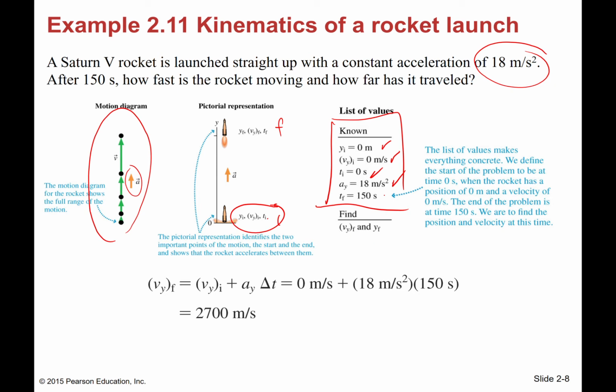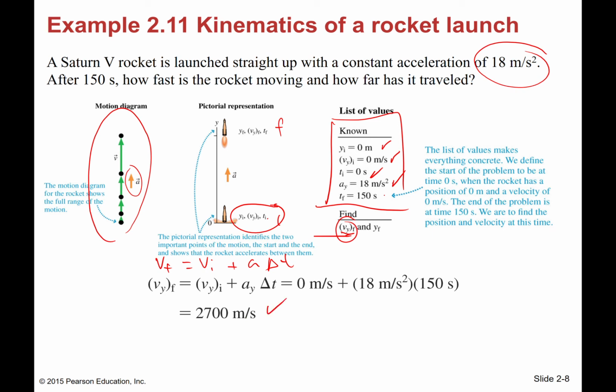I can find the final velocity because I have my three equations, so I can see what I know and what I need to find. I realize that the equation v final equals v initial plus acceleration times delta t is appropriate to find the final velocity. The initial velocity is 0, the acceleration is 18 meters per second squared, and the time is 150 seconds, and that gives me 2700 meters per second. That is the speed. So I know this number.